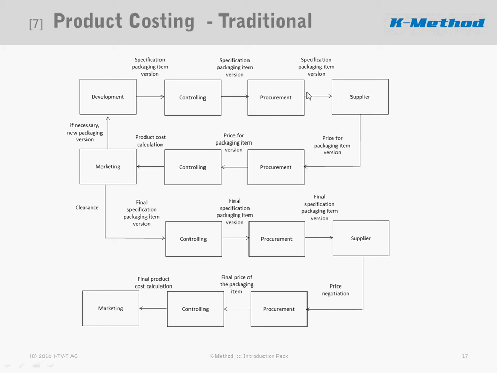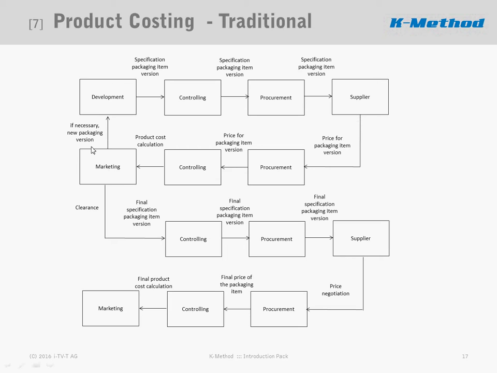The buyer typically will ask his supplier to make a quotation, because there's a launch or relaunch process, and the supplier is happy to make a quotation and feed it back to the buyer, who feeds it back to the controller. The controller will do his product cost calculation, and marketing and development will decide if the product costing and the specification are sufficient. The problem here is the supplier cannot give his best price because it's just a project, but he cannot give a very bad price because he will kill the project. So he will give a good price but not his best price.